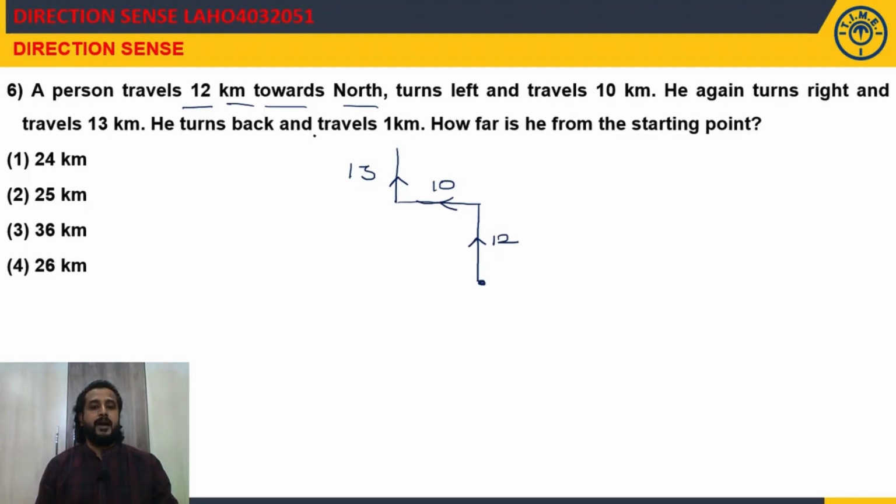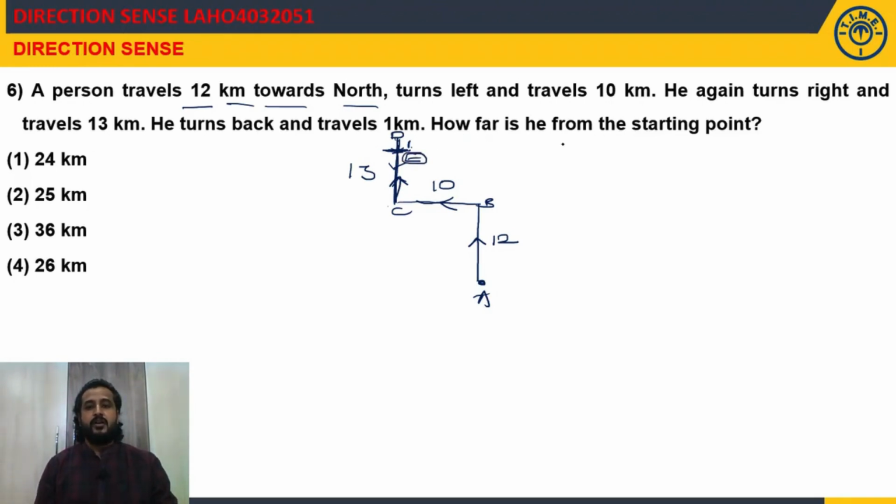He turns back. He is actually moving north, so when he turns back, he is moving towards south. How many kilometers? 1 kilometer. So he turns back and moves 1 kilometer. He reached this point, but he came back 1 kilometer. How far is he from the starting point? Let's say it is point A, point B, C, D, and point E. Now he is exactly at point E.